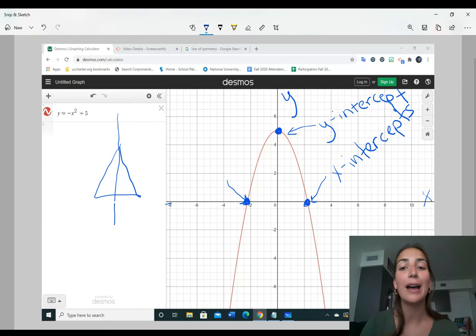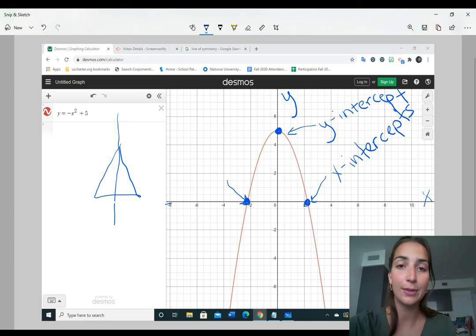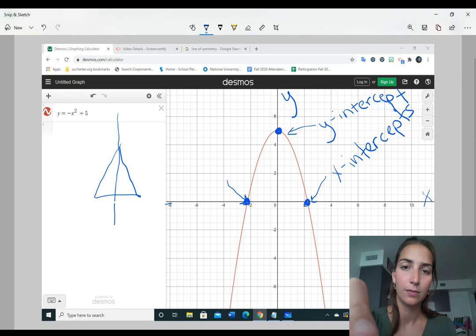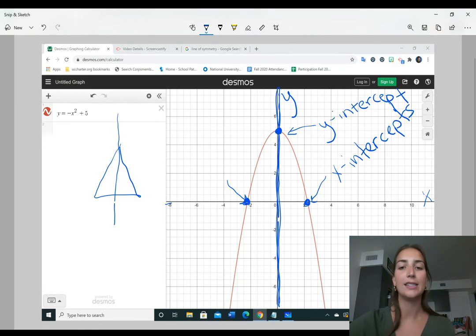So the line of symmetry of our parabola is the line that cuts our parabola in half. So our line of symmetry in this case would be right here, would be the y-axis, because the y-axis is the line that cuts the parabola in half.